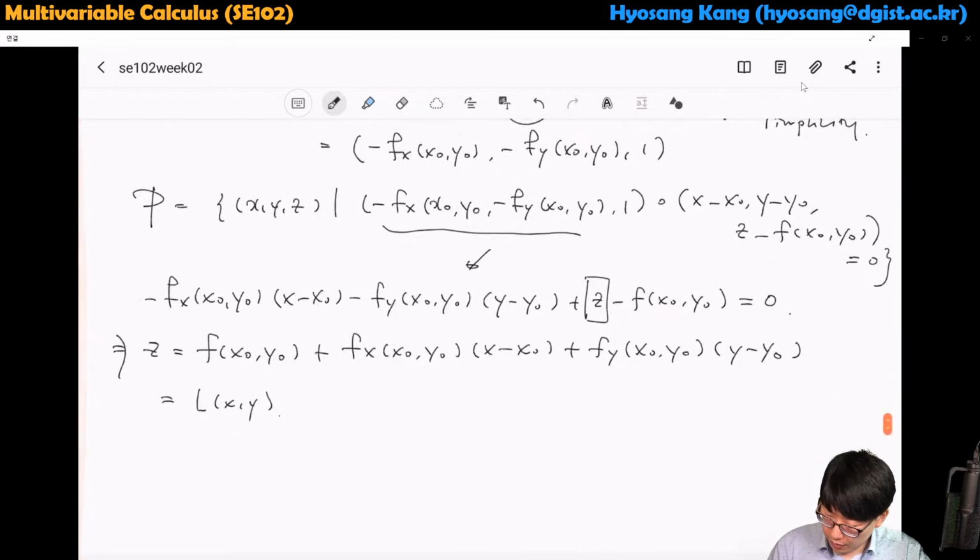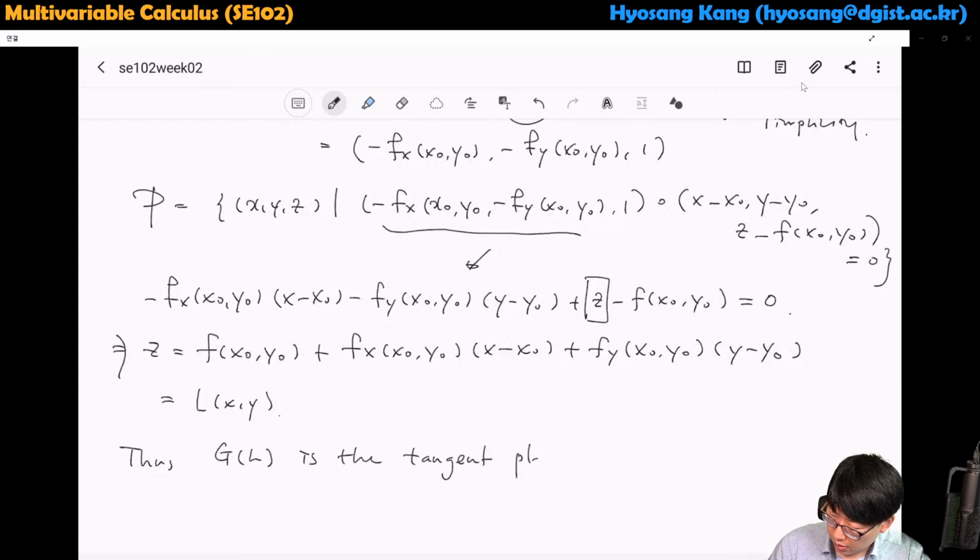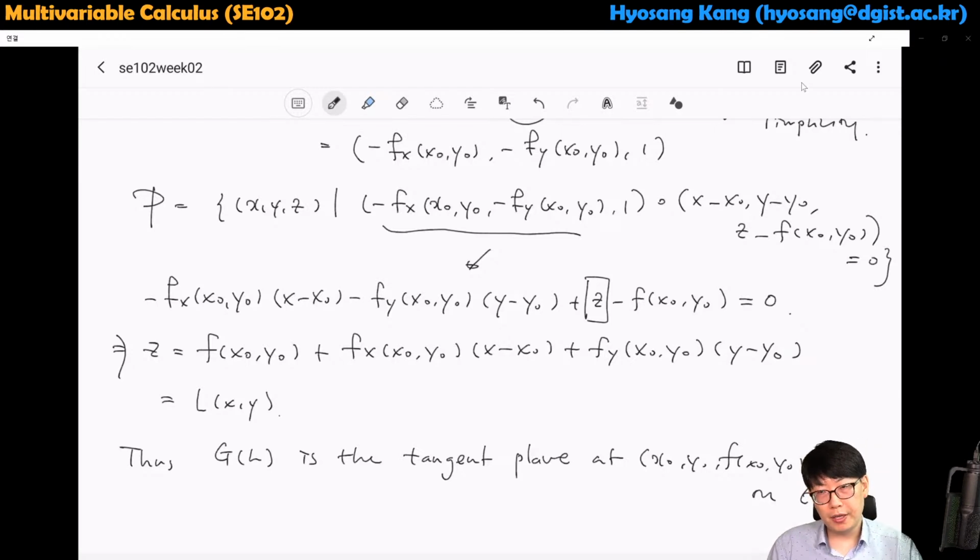Therefore the graph of L is the tangent plane at (x0, y0, f(x0, y0)) on this surface.